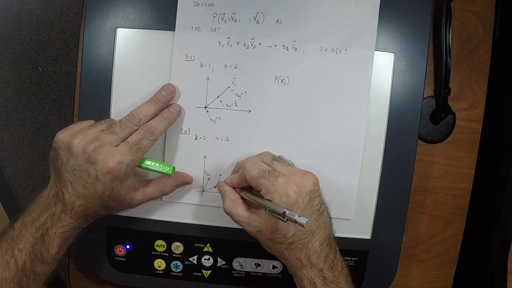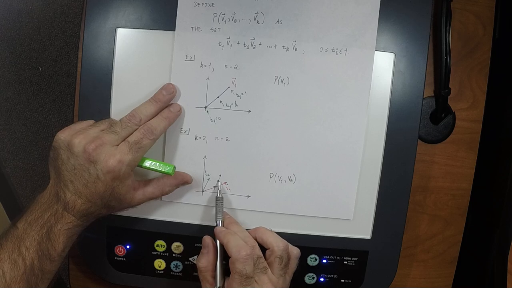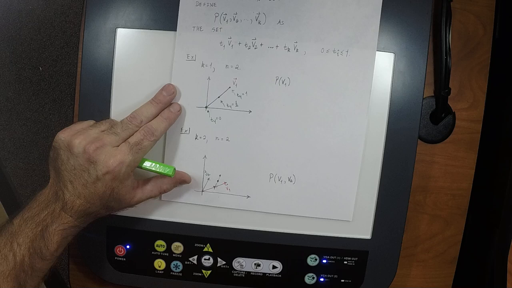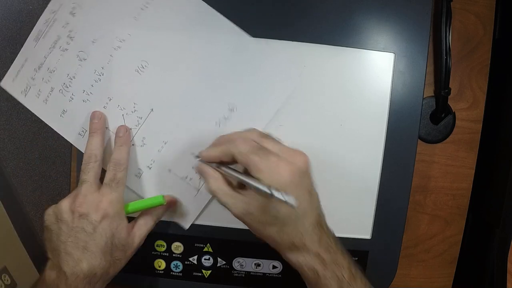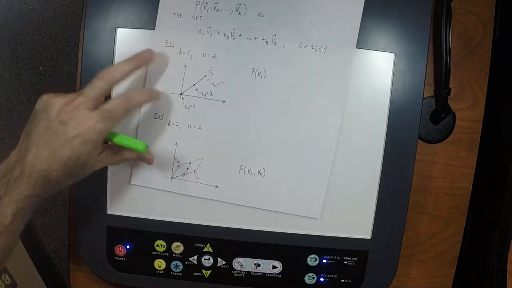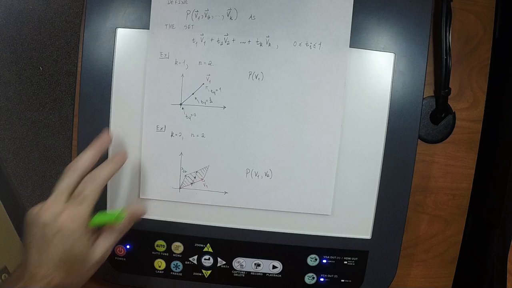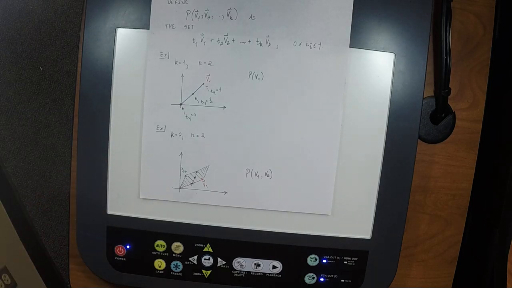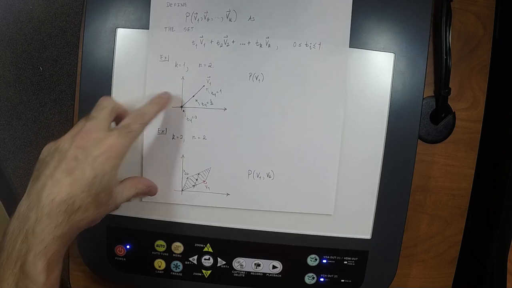What if we wanted to get to this point right here? About how much would we have to do? That'd be half of v1 and about half of v2, wouldn't it? So what P is saying is that you can fill in this entire parallelogram, that whole thing, by taking linear combinations of v1 and v2, but the coefficients each have to be between 0 and 1.